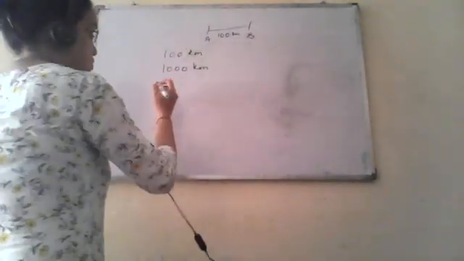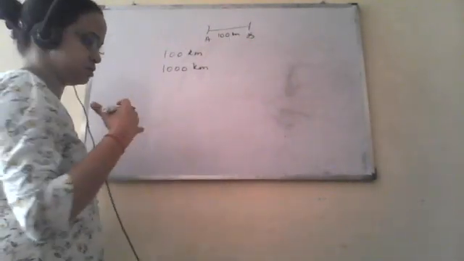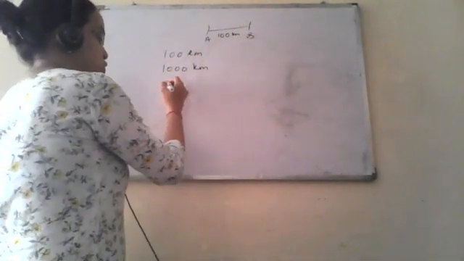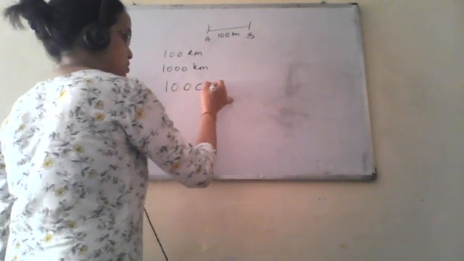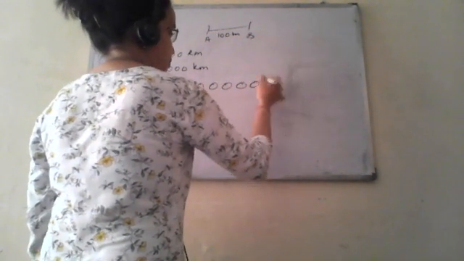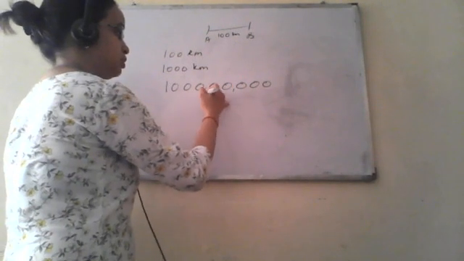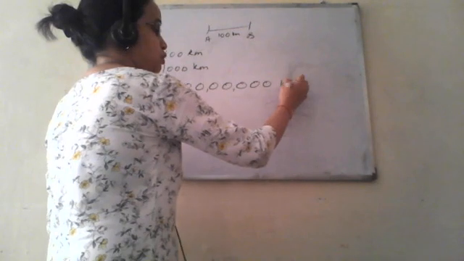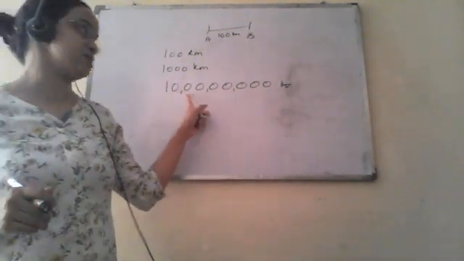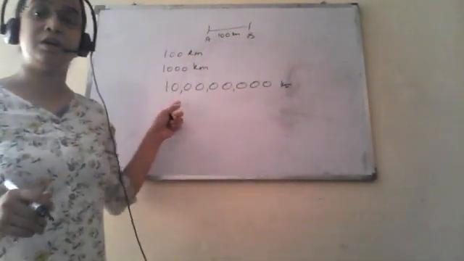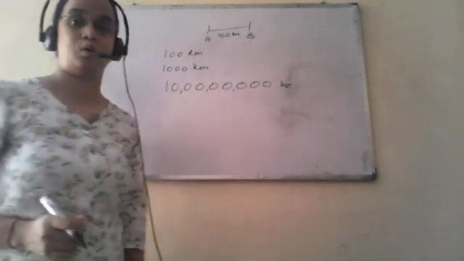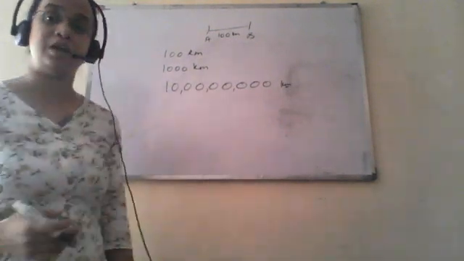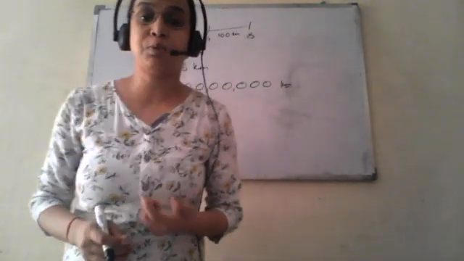Now what happens when this distance, or not only distance but some other parameters, becomes larger? Suppose we have to show a distance of 10 crores kilometers. If we have to represent this distance, it becomes very inconvenient to write this much value. So in order to simplify this, in order to write it in a very convenient way, we are using the exponential form of a number.